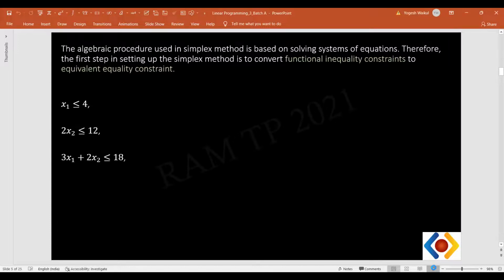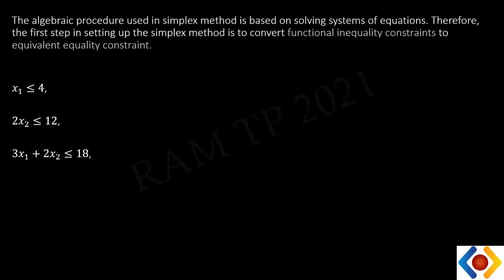So these are our functional constraints, right? And they are all inequalities. Now I need to convert them into equalities. What does that mean? I have to introduce another variable, right? So pay attention. For the first inequality, X1 less than or equal to 4, and for the second and third equations, we already have two variables, right?